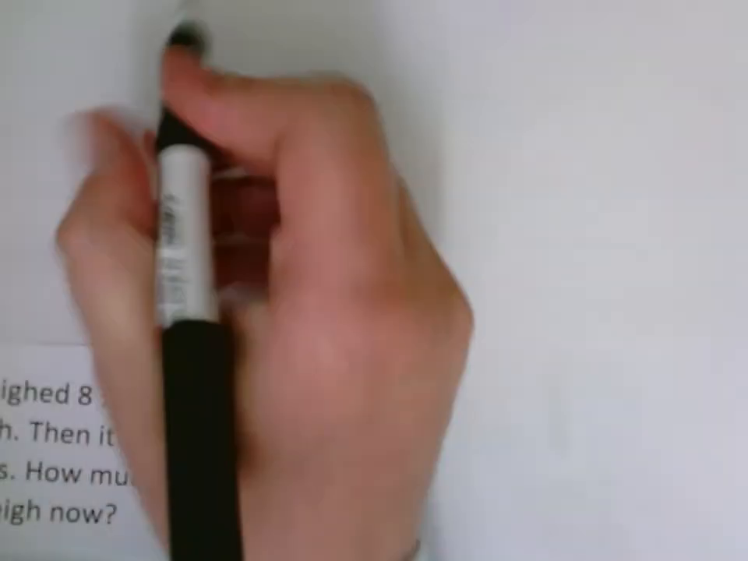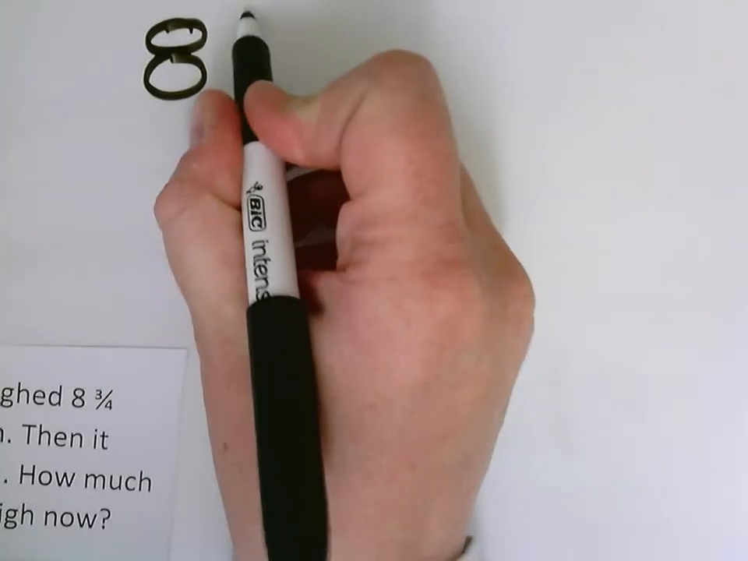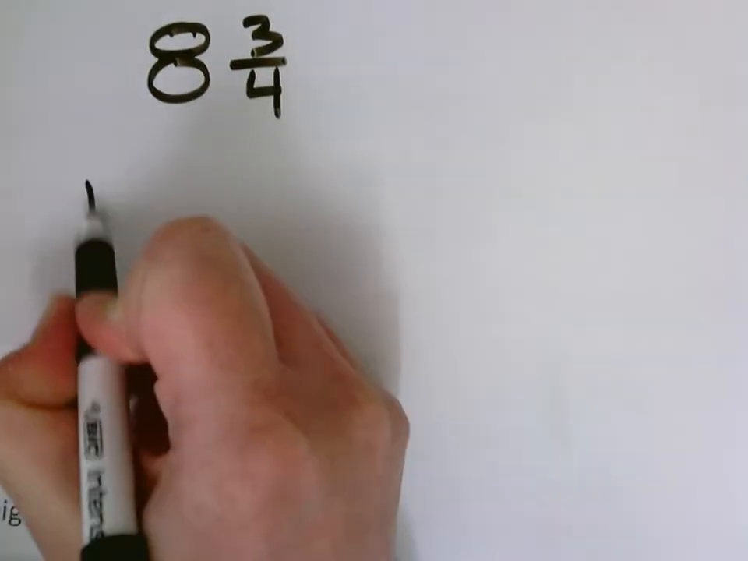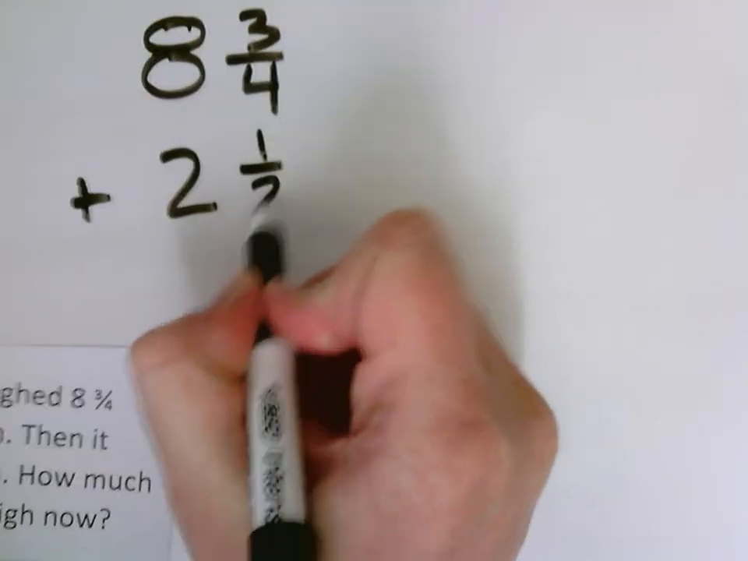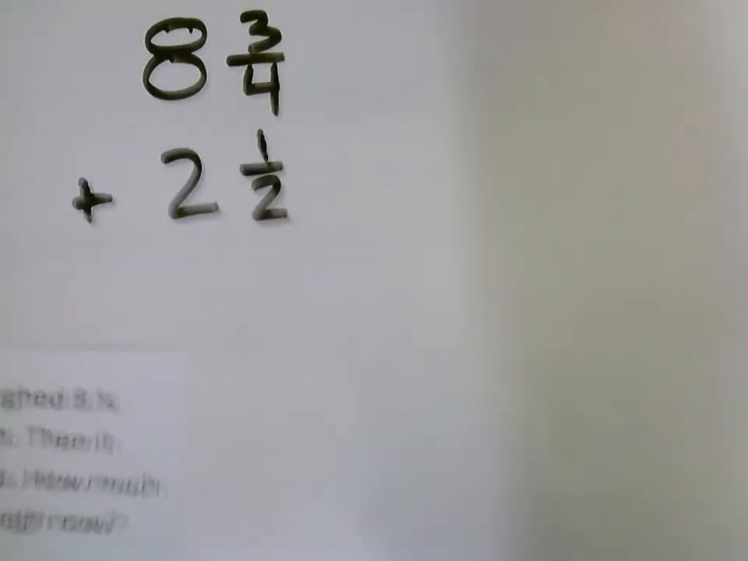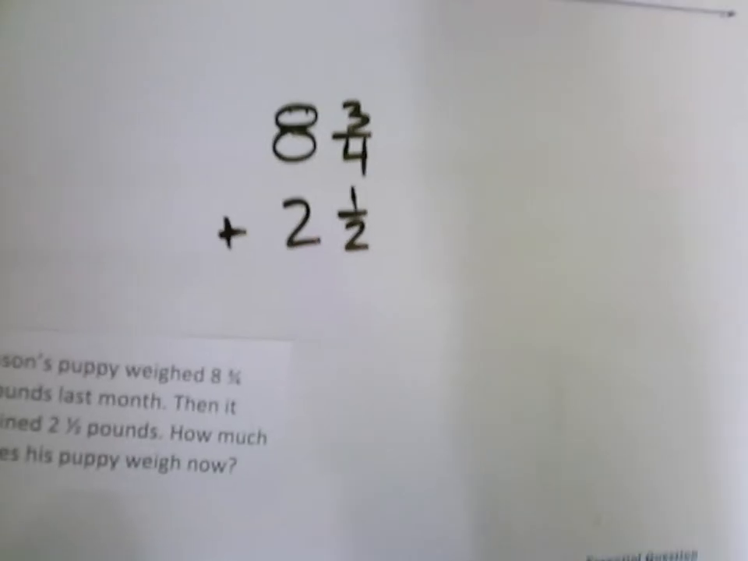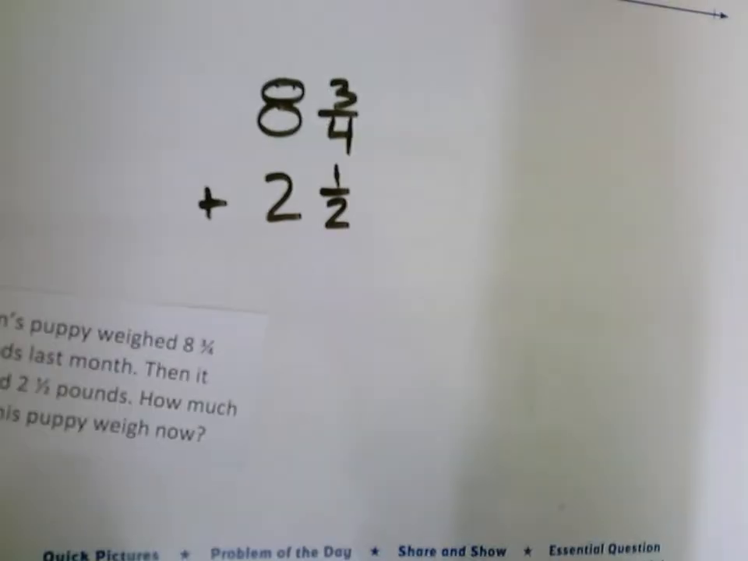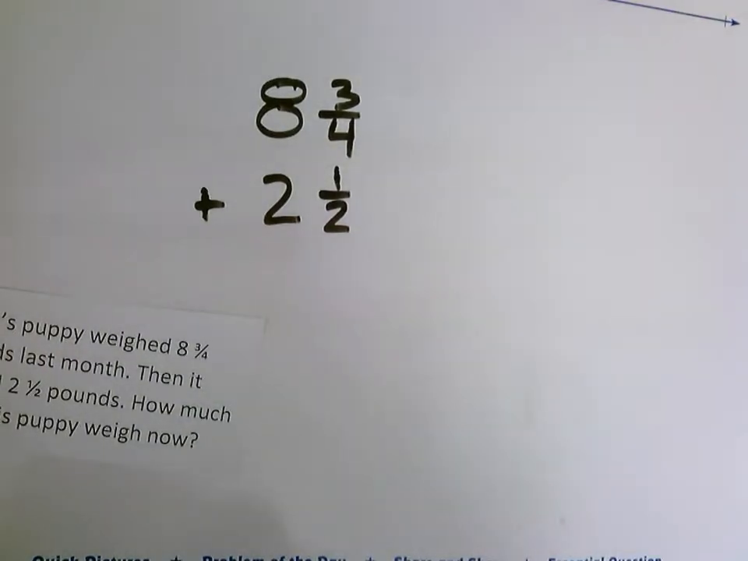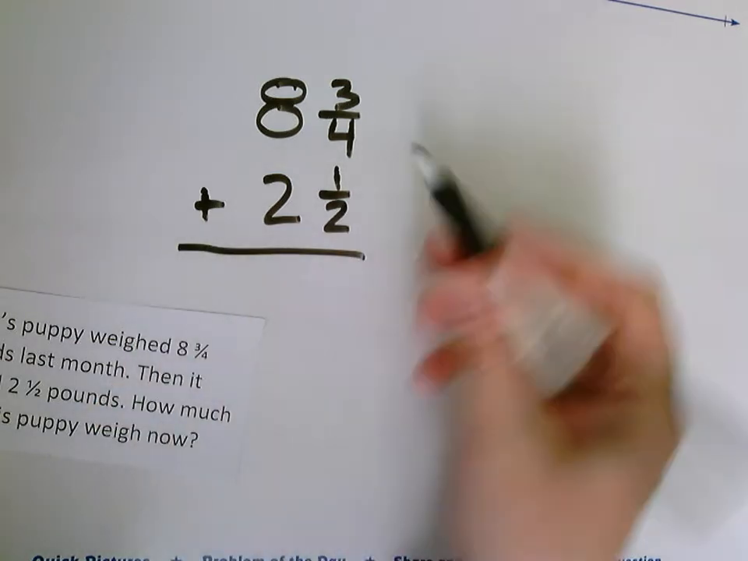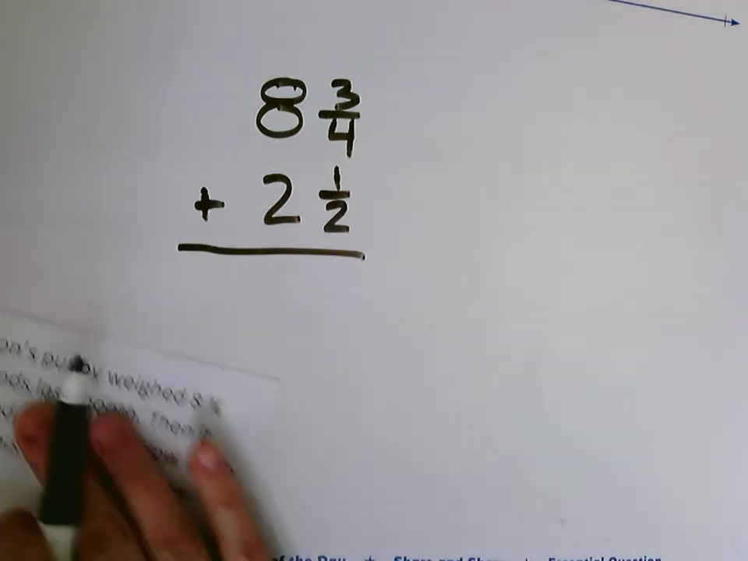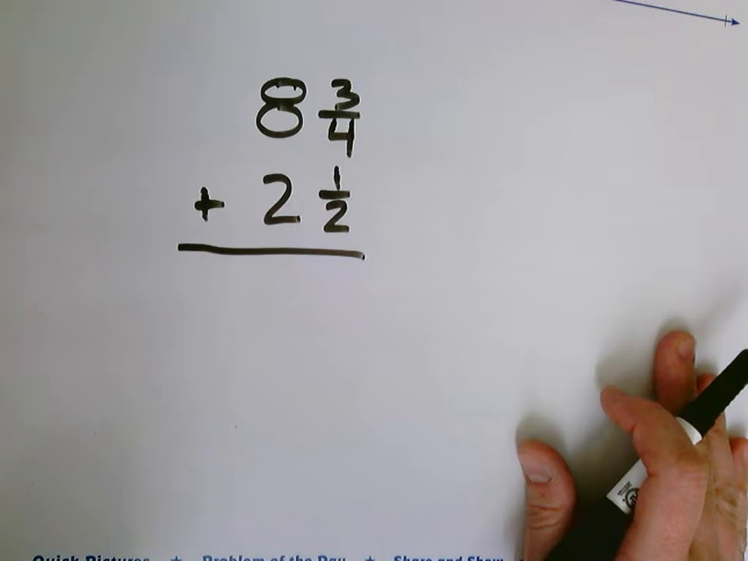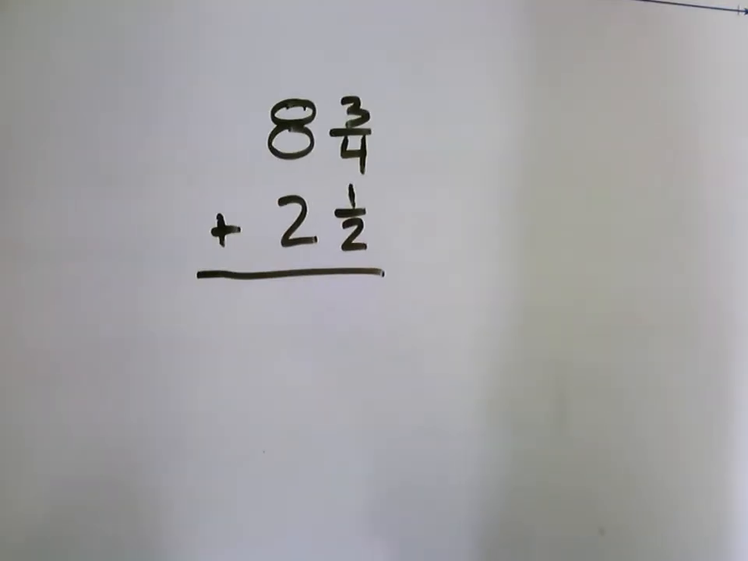Okay, so let's write this out. So I have 8 3/4 plus 2.5. So the first thing I notice is that you can't see my screen. The second thing I notice is that I have two different denominators. So in order to do this problem, I'm going to have to rewrite my fractions with a common denominator.